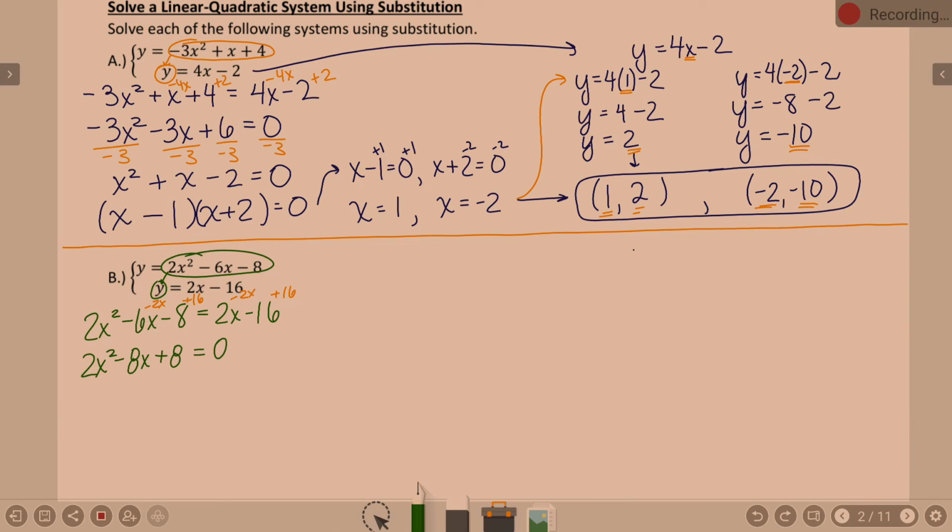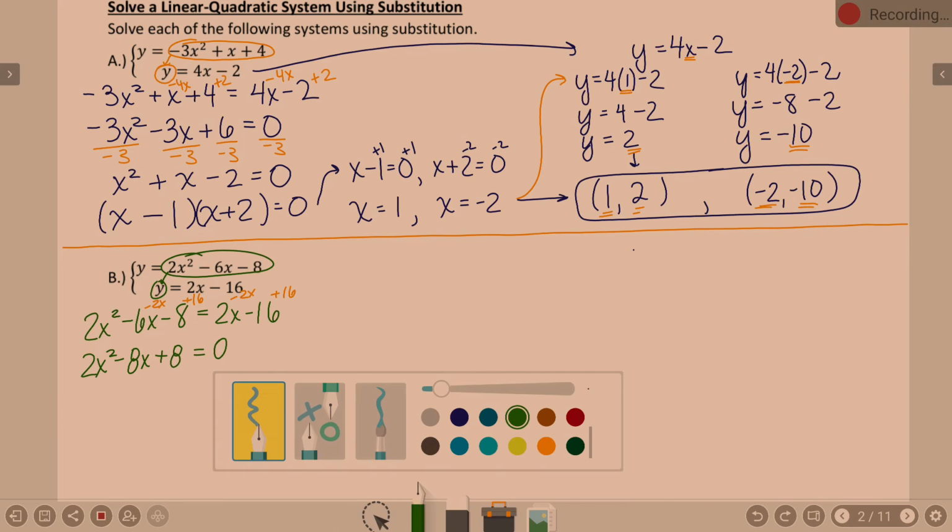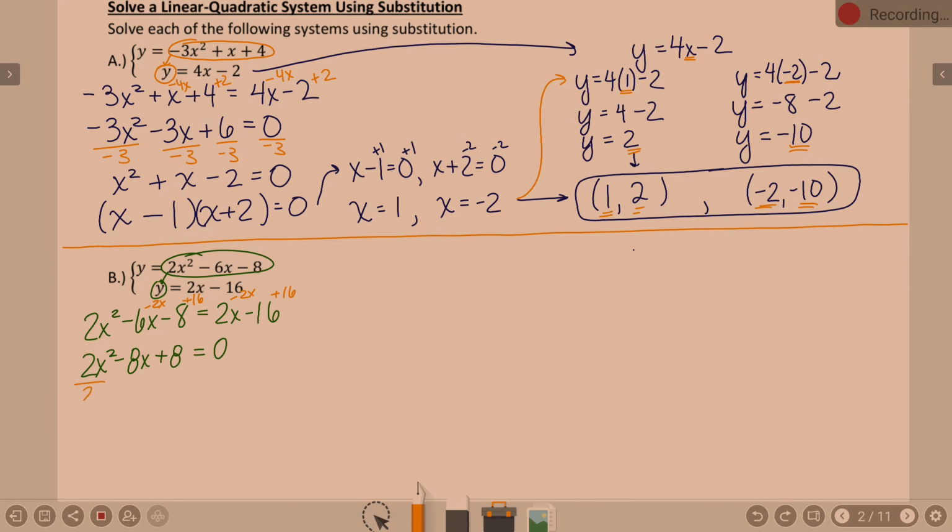You could go product of AC or slip and slide right here, but why? Everybody divides by 2, so let's make that happen. So x squared minus 4x plus 4 equals 0. What do we know?